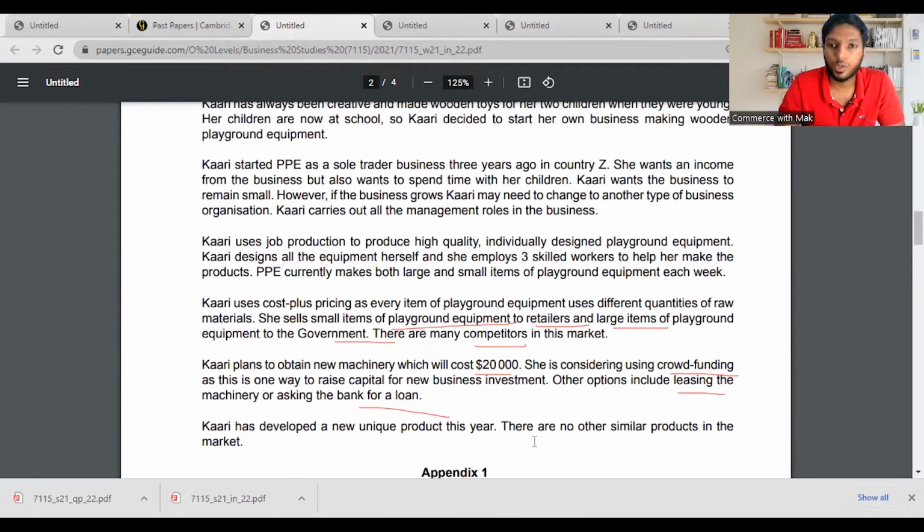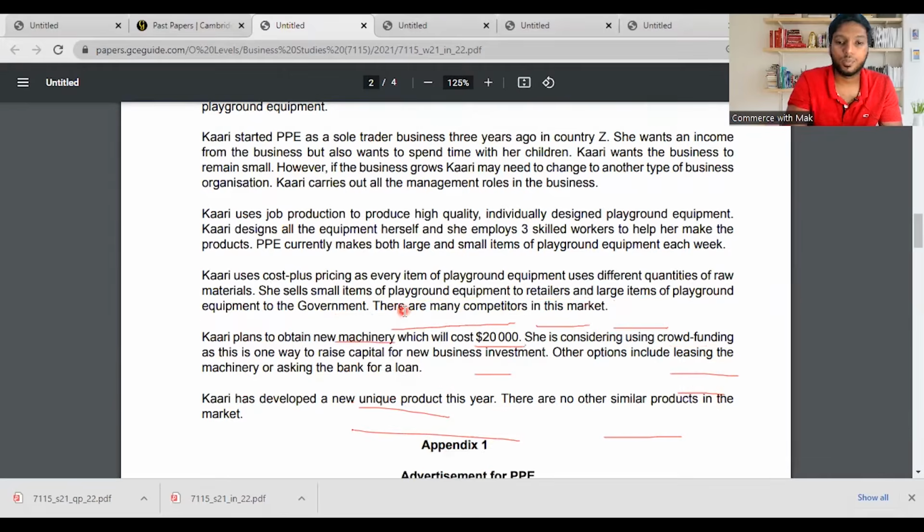Kari has developed a new unique product this year. Unique is like innovative. There are no other similar products in the market. So let's see appendix number 1. As I said, here we need to underline no other similar product and unique product. A unique product gives you a brand image, because no one has a product like yours.